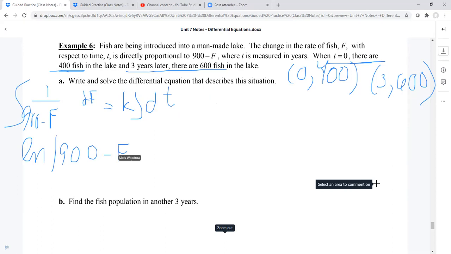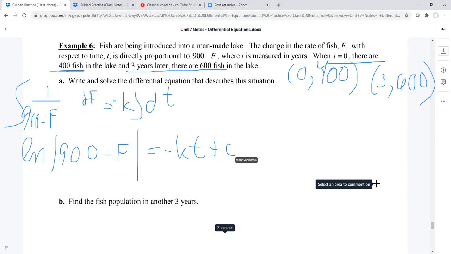Now we do have a little problem here because that was a minus f. So I should have let u equal that, which means du would have been a negative dt. So that means I need a negative over here, like that, because I had to create and destroy a negative to get that to work out right. So this is going to equal a negative kt plus some c.